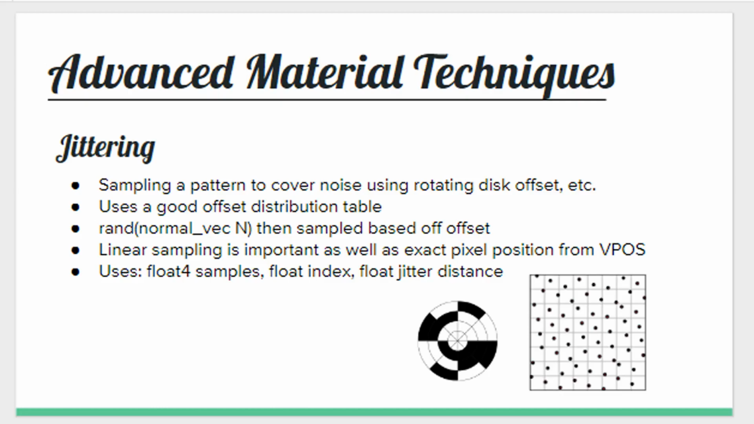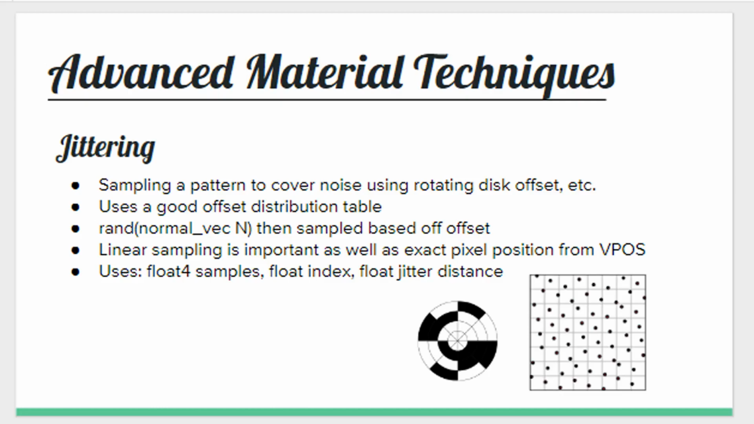Linear sampling is also important because we need our exact pixel position. Without this exact pixel position, this is when we can start having issues with the rotating disk offset, and that could lead to some really wacky looking materials. Predominantly in the shader, when this is being used, it uses a float four sample, it has an index, and also takes into consideration a float jitter distance. And this jitter distance would be calculated as well.